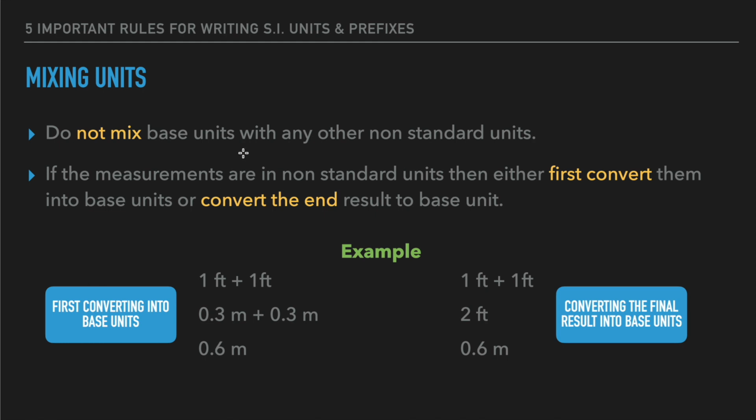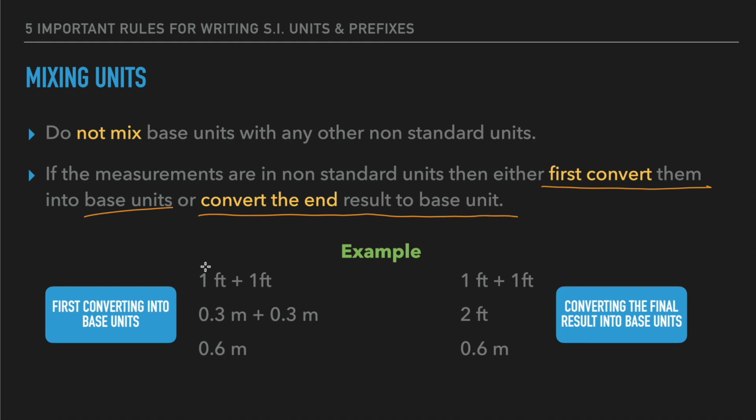So how do we deal with it? The question remains, how do we deal with it when the initial units that are given to us are non-standard units, that are not SI units? So there are two approaches. Let's read the second point here. If the measurements are in non-standard units, then either first convert them into base units or convert the end result into base units. So there are two approaches.